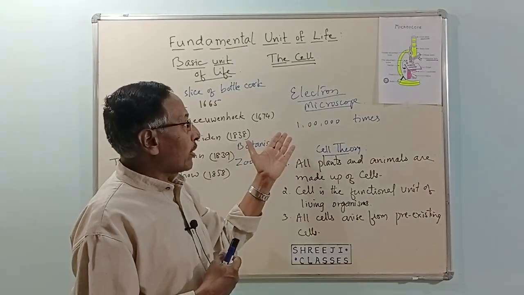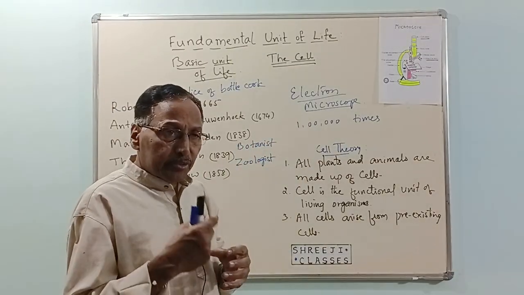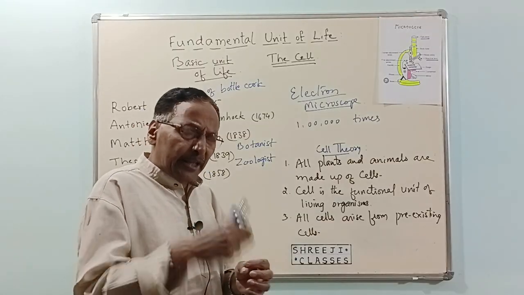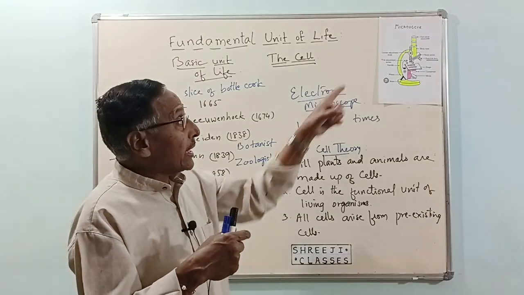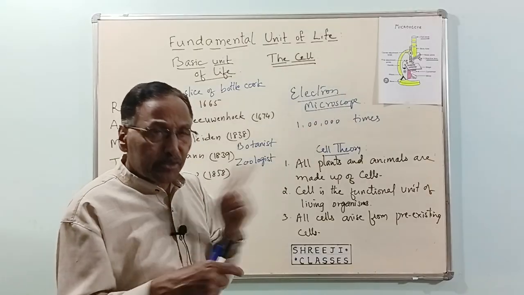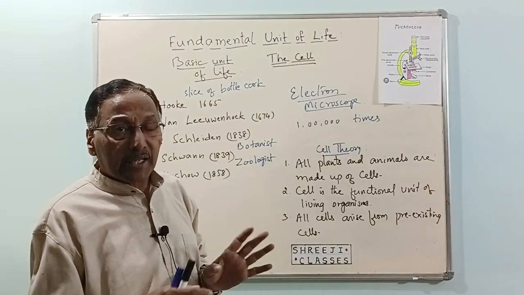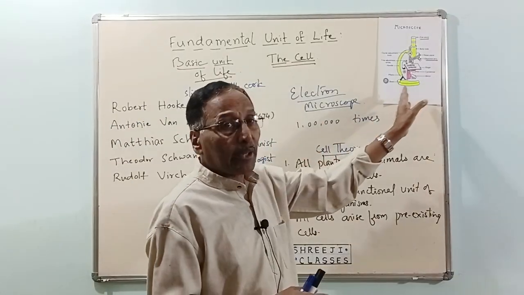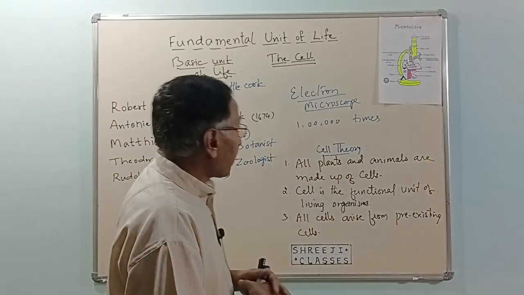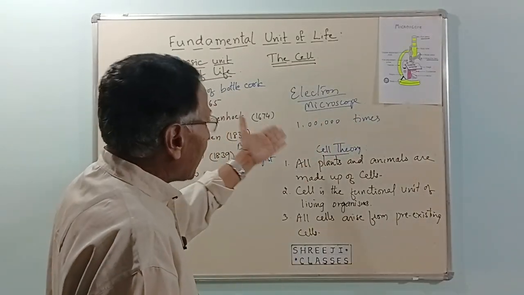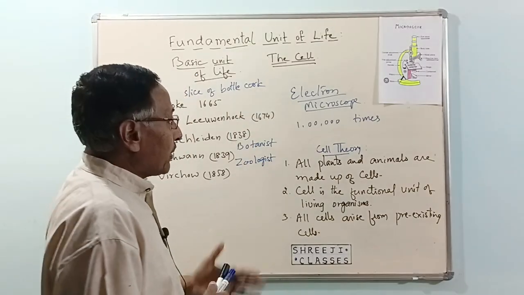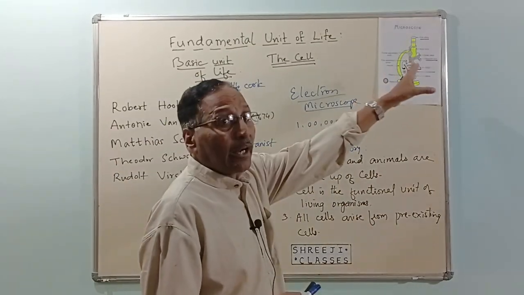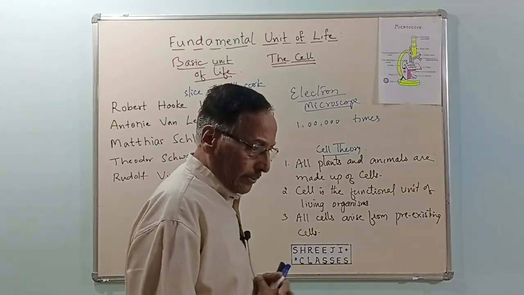The discovery of the electron microscope has enabled the study of even finer things, the very tiniest things present in the cell, which cannot be seen with the naked eye, or even with a compound microscope. Right? Even many times higher than this, we can see the size in an electron microscope. Right?